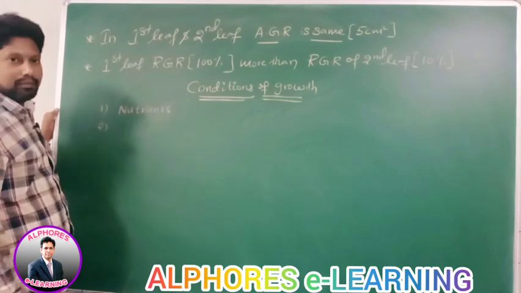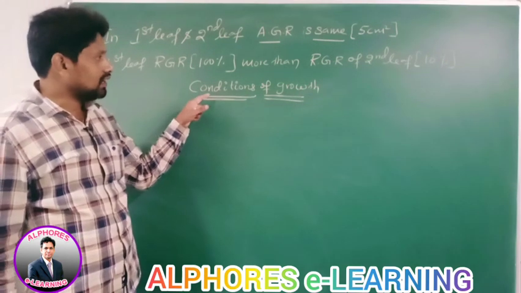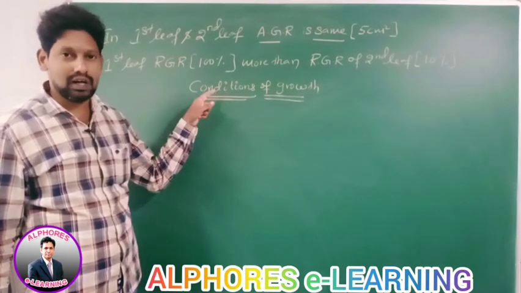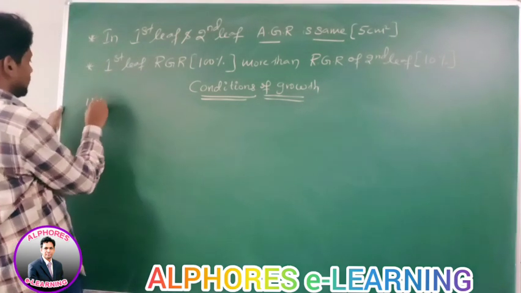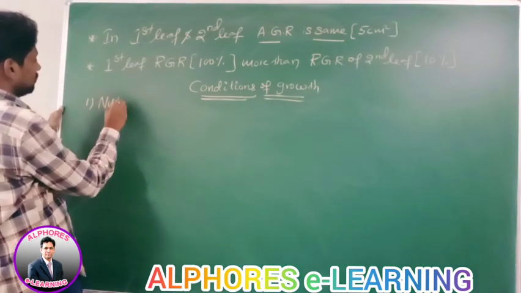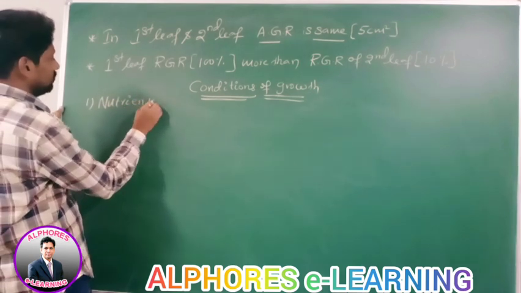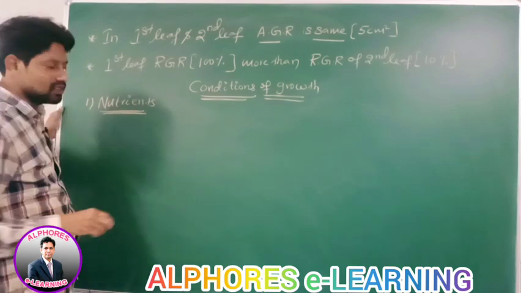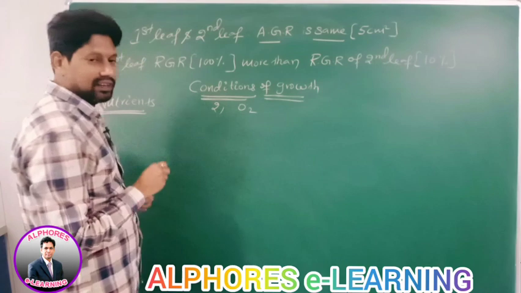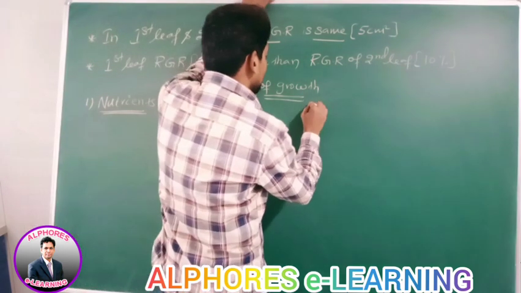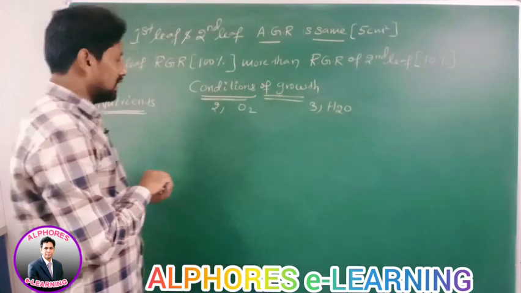Next, number 2. We are discussing conditions of growth. What is the first one? Number 1, nutrients. Number 2, the second one is oxygen. And the third one is water. Go for the first one.